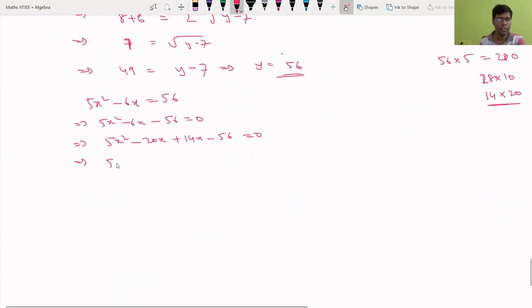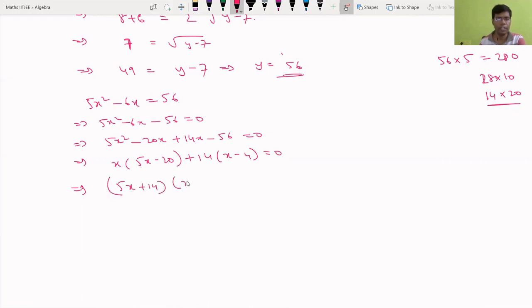So I proceed solving it. Let me take x common. Sorry. So this will be x 5x minus 20 plus, okay, in fact, I could have taken 5x common. So this will be x minus 4 is equal to 0. Let me take 5 also common. So it will be 5x plus 14 multiplied with x minus 4 is equal to 0. x is equal to minus 14 by 5 or 4.